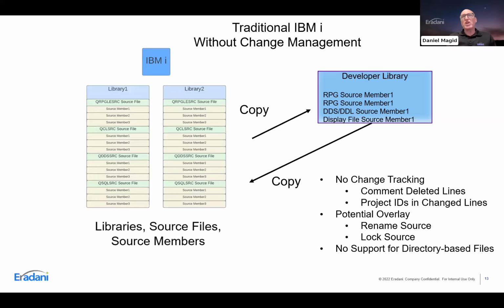Out of the box, there's no real change tracking there. You're making changes and then you're moving it back. In order to track the changes, you put comments into the code, kind of like what we talked about before. You comment out the deleted code. So there's stuff that you're doing to try to manage that. You do have the potential of losing changes, because if two developers are working on things, you have to say that once one person has it, nobody else can work on it. We've actually seen people rename source members to stop people from working on the same things at the same time. So you have things that you have to do to manage that. But typically, you copy things out, make changes, and you copy them back in.